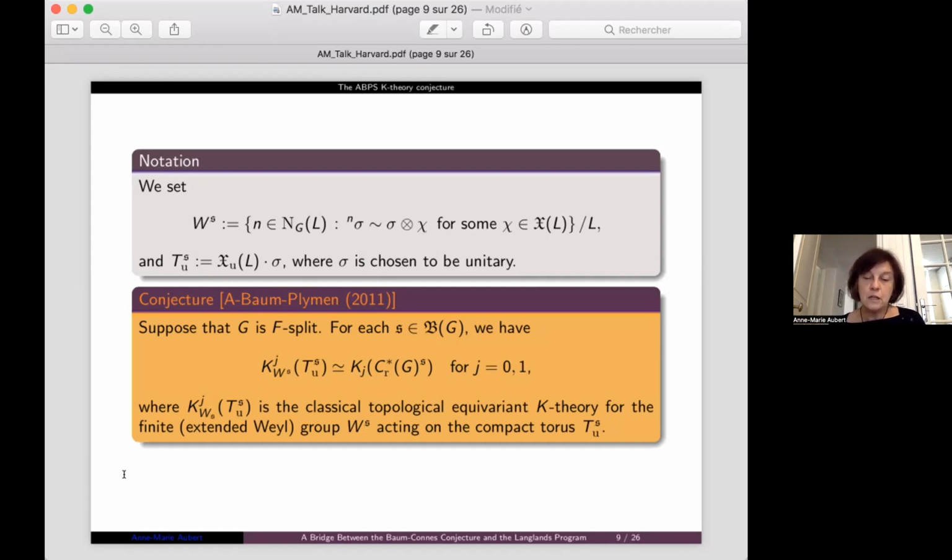And when we have this, the group W_S acts, of course, on the torus T_S^u. So we can consider the usual topological equivariant K-theory for the action of the finite group W_S acting on that compact torus. So it's what I denote by K_{W_S}(T_S^u). And the conjecture that we made with Paul Baum and Roger Plymen more than 10 years ago is that this equivariant K-theory is isomorphic with the K-theory of the part of the reduced C-star algebra of G which is attached to S. And this conjecture was stated in the case where the group is split.